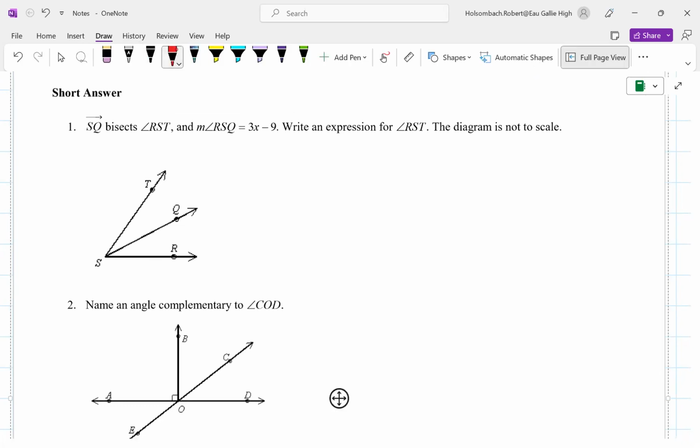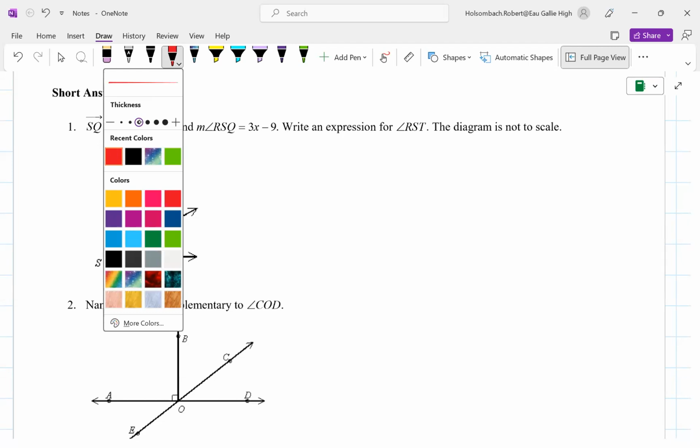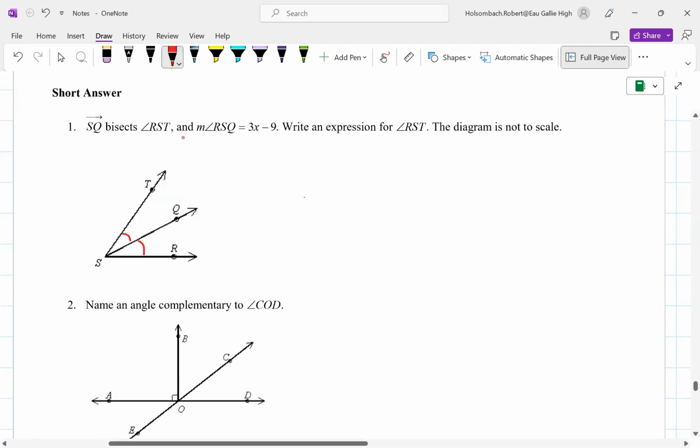SQ bisects RST. All right, so if SQ bisects RST, then this angle right here is congruent to this angle right here. And you're told RSQ is 3x minus 9. Write an expression for RST. Diagram is not to scale.